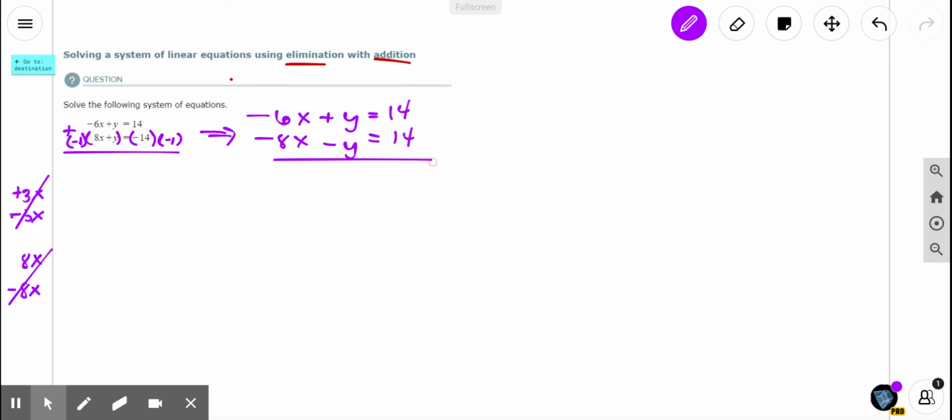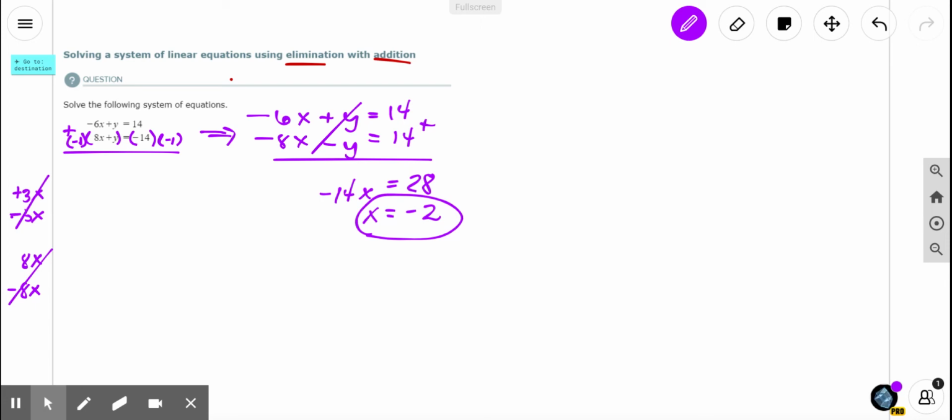And then you'll see, look at what we created. We created a situation that when we add the two equations together, this is going to cancel. And we're going to get -14x equals 28. And therefore x is equal to -2. So we solve for x. Now you have a choice. To find y, you have to just plug it back into one of the equations.